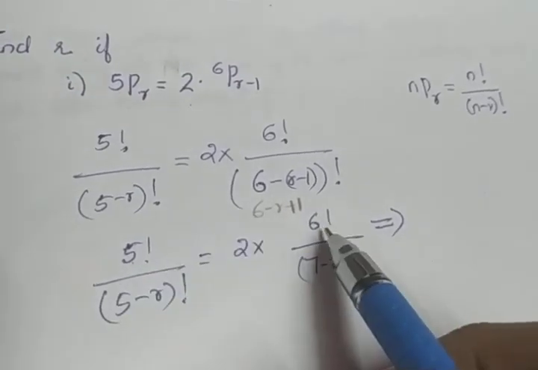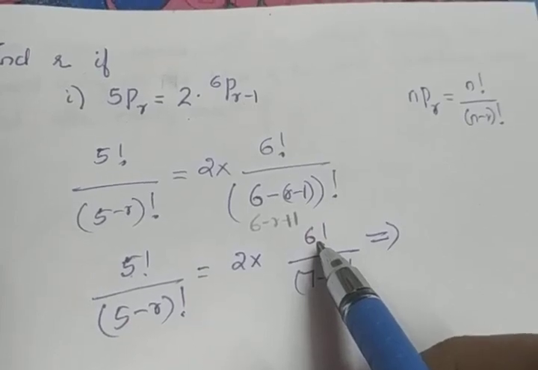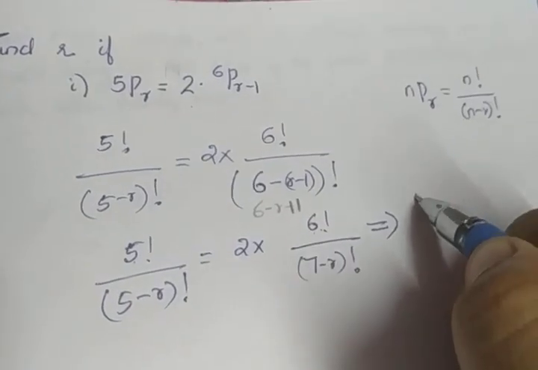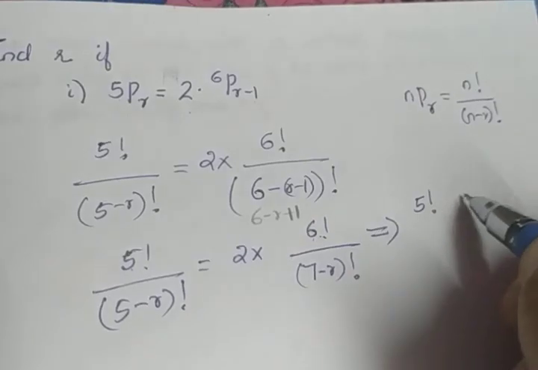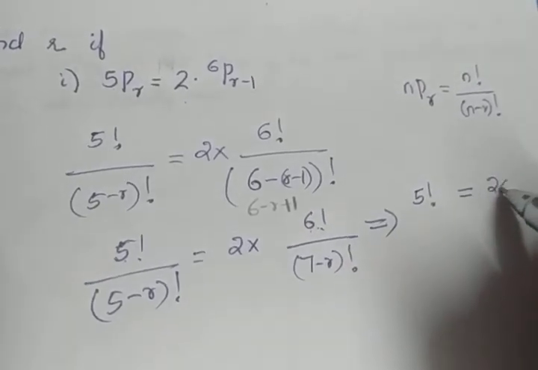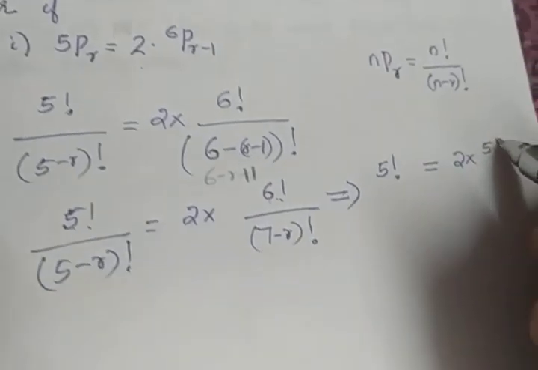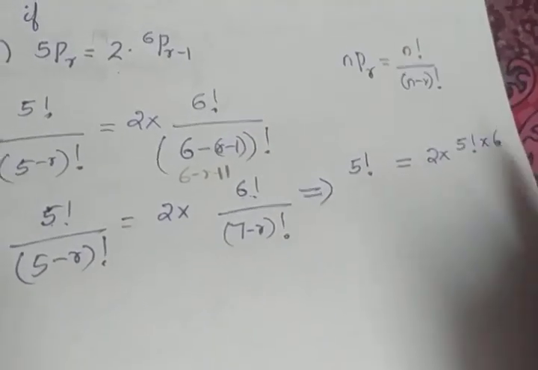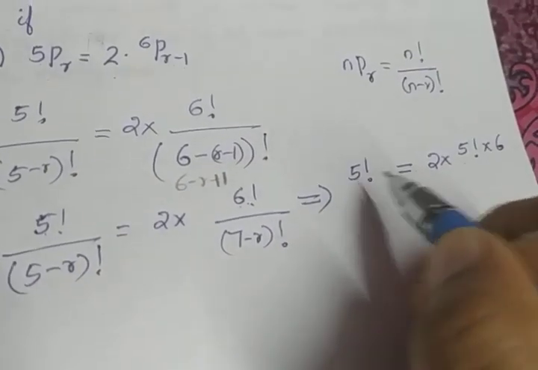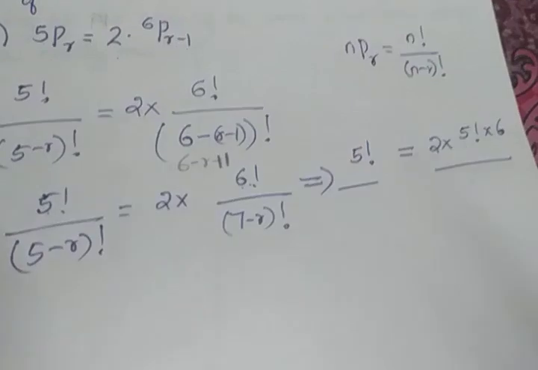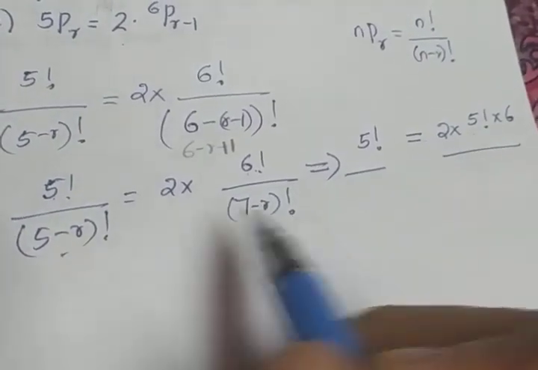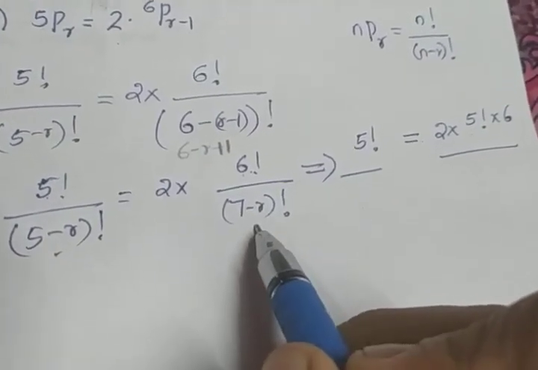Here it is 5 factorial, here it is 6 factorial, which is a bigger one, 6 factorial. So we will keep the left side numerator as such, and instead of the right side numerator 6 factorial, we will rewrite it as 5 factorial into 6. Why we are doing this is just to cancel. Okay, divided by. Look at the denominators. Here it is (5 minus r) factorial, here it is (7 minus r) factorial.